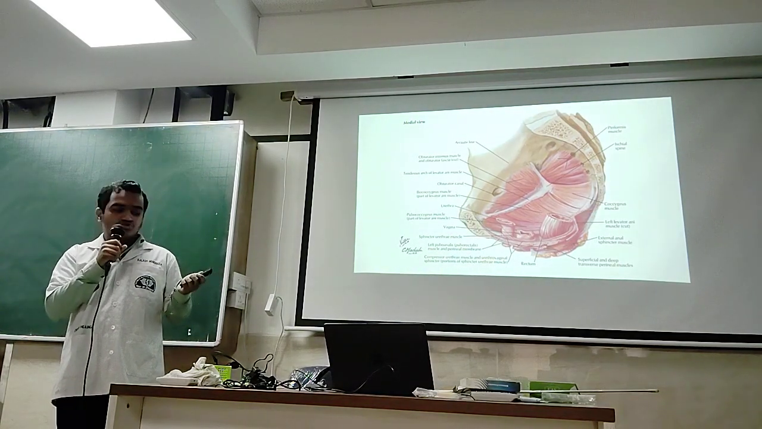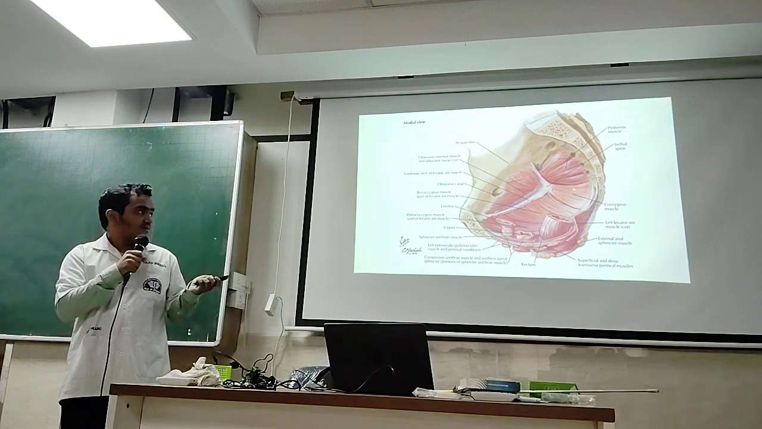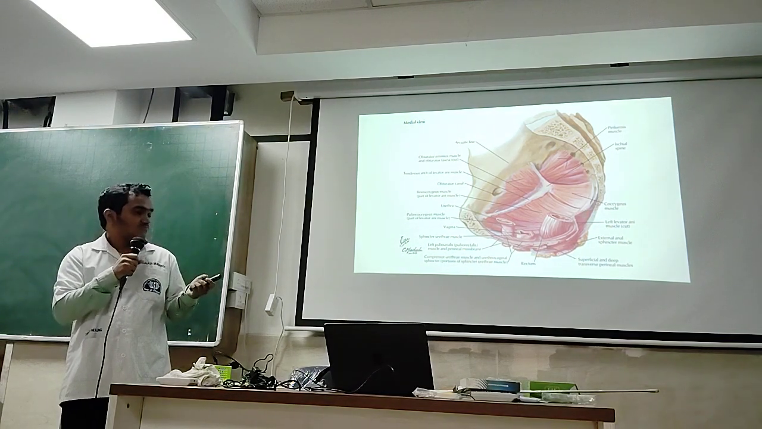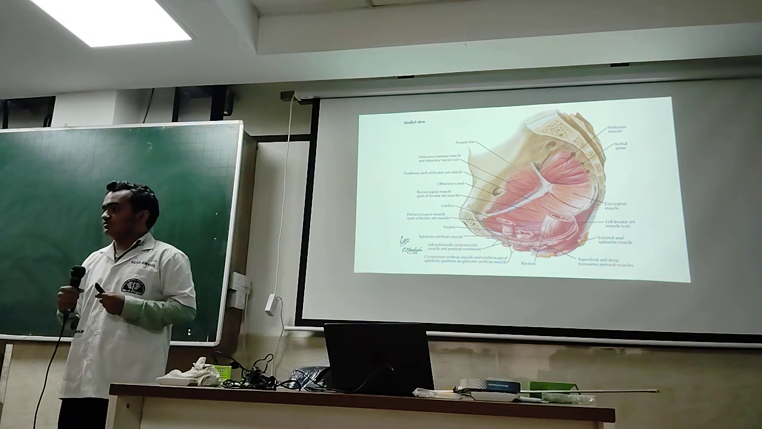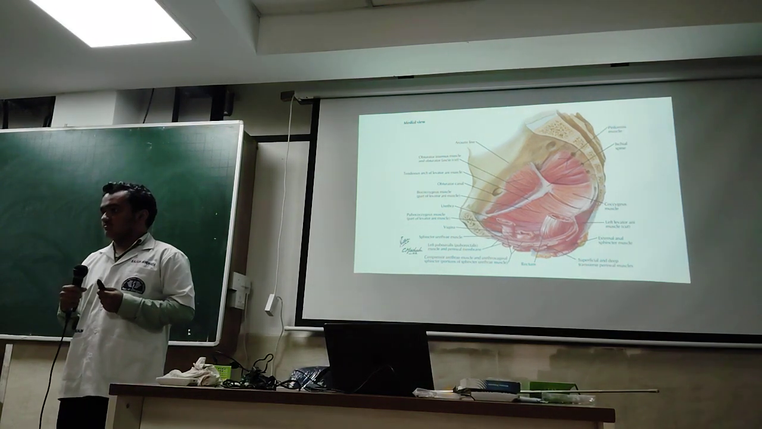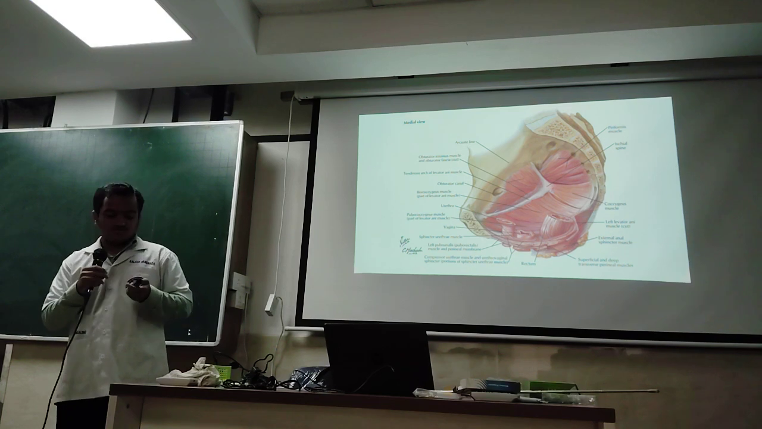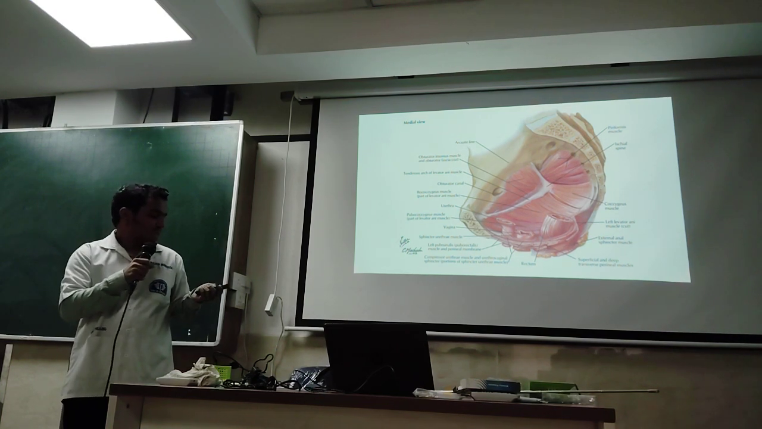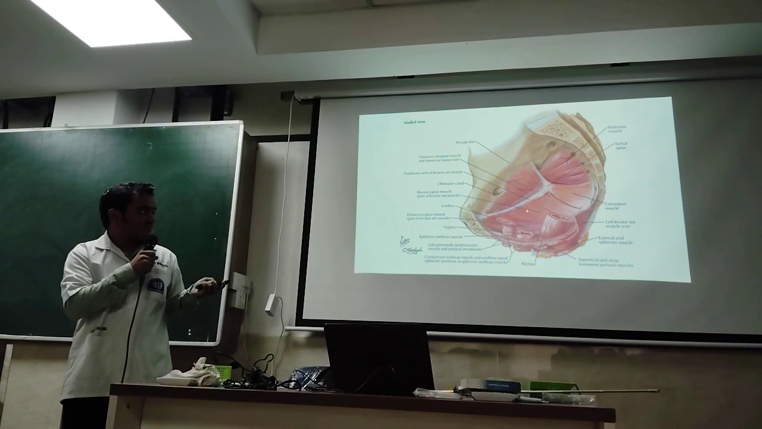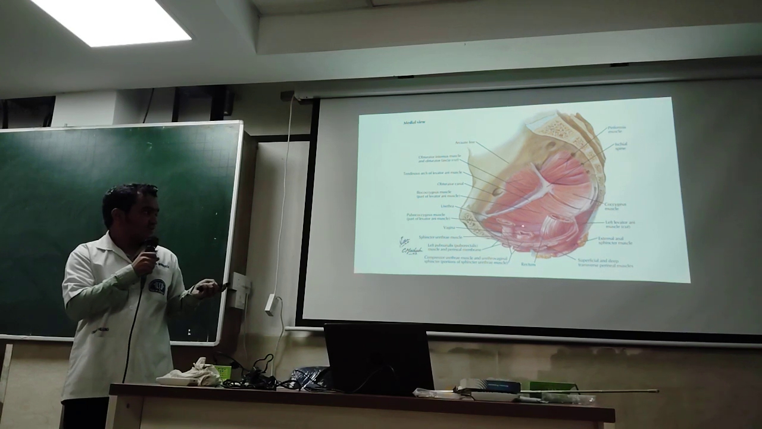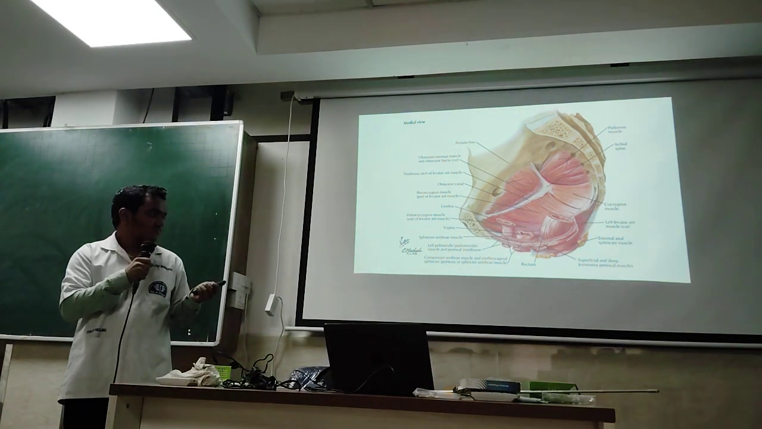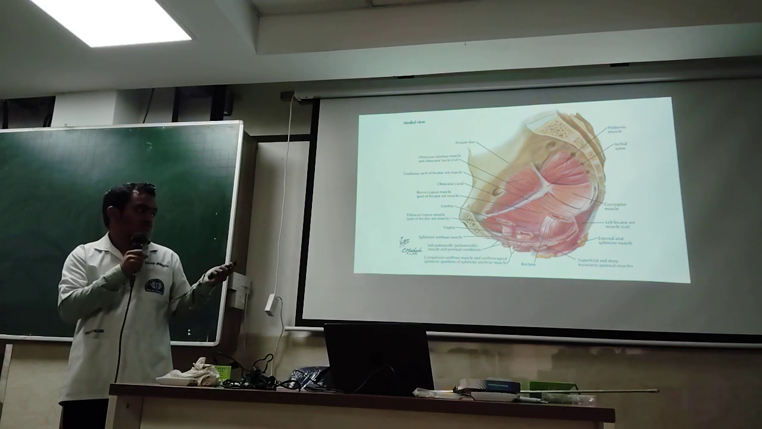This is one more section showing the different muscles. Which section? Coronal? This is coronal. This is the coccygeus, this is the iliococcygeus, and this is the pubococcygeus. This coccygeus is nothing but the ischiococcygeus only.